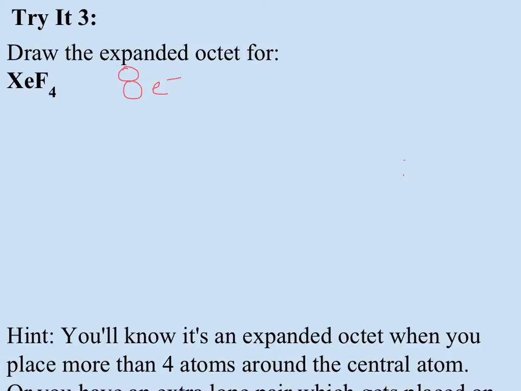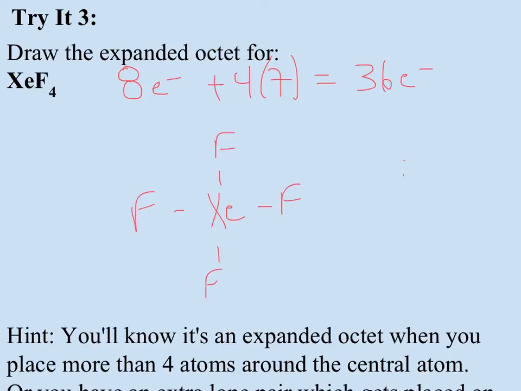So I've got 8 electrons for the xenon. I've got 4 fluorines with 7 each. So 28 and 8 is a total of 36 electrons. So I put Xe in the center. I attach the 4 fluorine. And so far this looks good because I just have 8 electrons around the xenon. But now when I go ahead and put in my lone pairs, I'm going to need 3 lone pairs, 6 electrons on each fluorine.